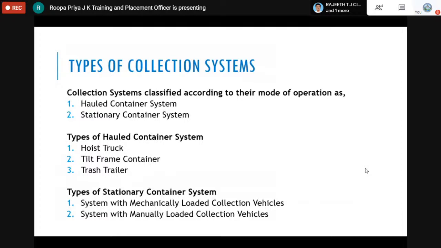The different types of collection systems include two types of container system. These collection systems are classified according to their mode of operation. So depending on the mode of operation, we have two types of systems. One is the hauled container system. The second one is the stationary container system. The different types of hauled container systems are the hoist truck, the tilt frame container, and the trash trailer. The types of stationary container systems include systems with mechanically loaded collection vehicle and systems with manually loaded collection vehicle.